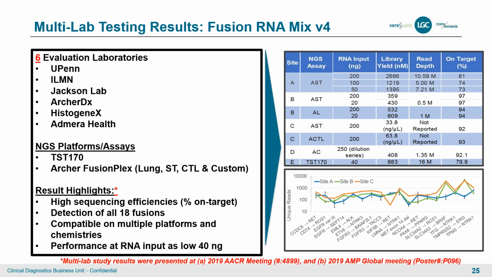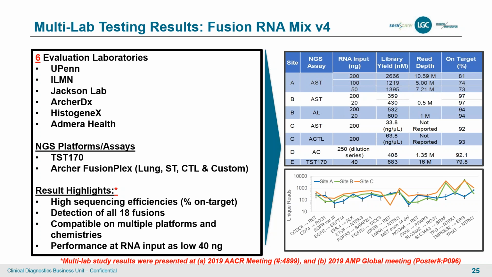This again is a good example, right? Again, there's a lot here, but I want to take out some of the key points in the bottom of the left side, the result highlights. So obviously we have 18 fusions and we send it around to these 6 labs in an inter-lab study. And guess what? They all found those 18 fusions. So right off the bat, you get confidence that your assay is picking up all of these relevant fusions. Number one.